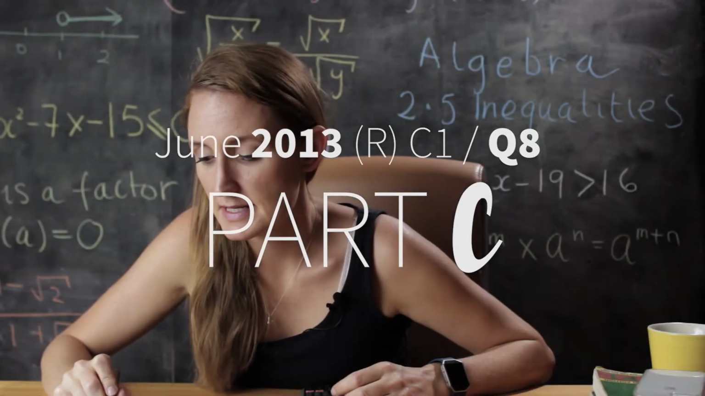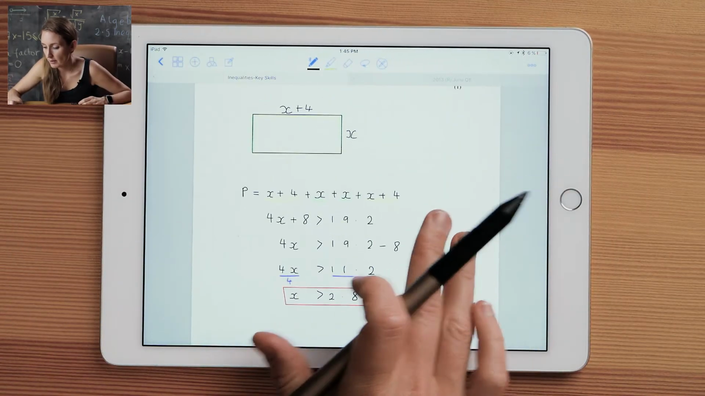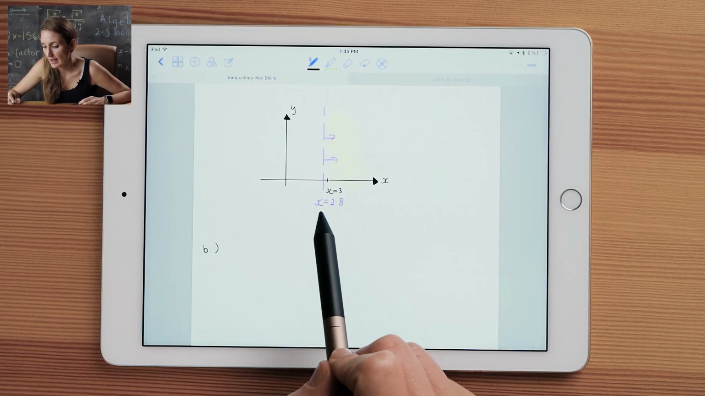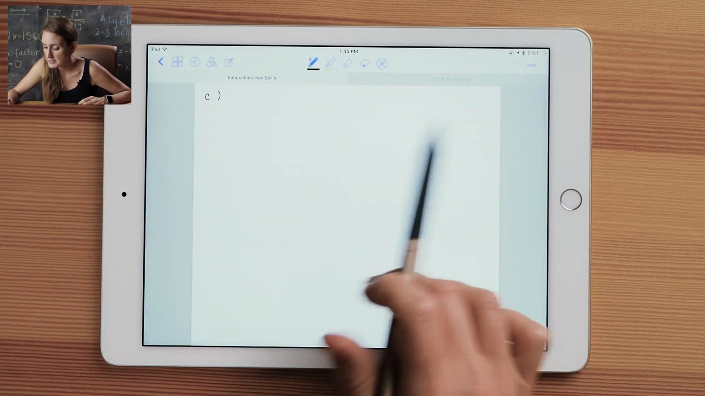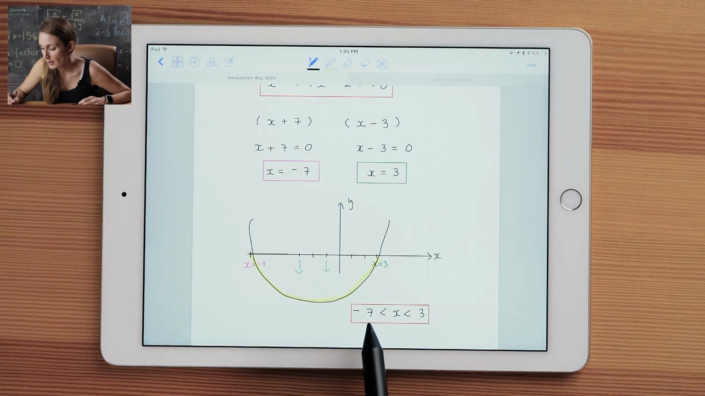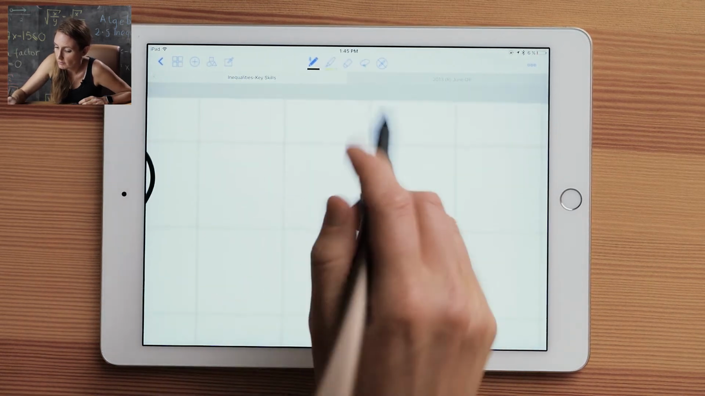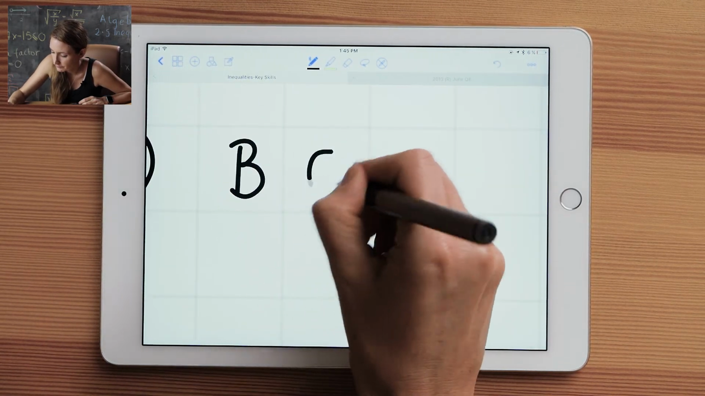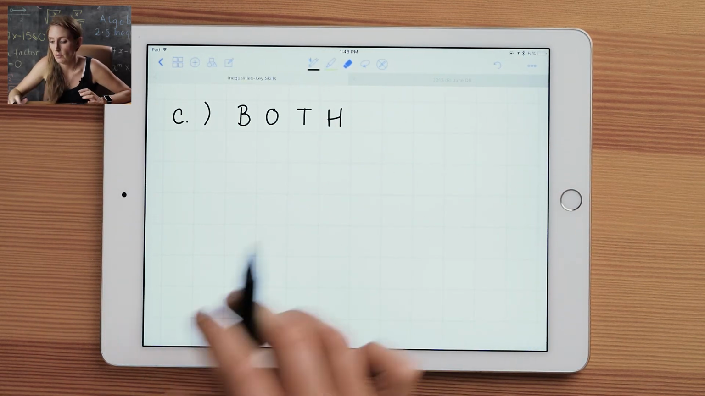The final part says, hence find the range of possible values for x. So if you remember, for the first answer we had x is greater than 2.8, that was to do with the perimeter. And the second answer down here, we had x is between -7 and 3. So to find the region where both of these are true, we're going to draw both graphs together on top of each other.